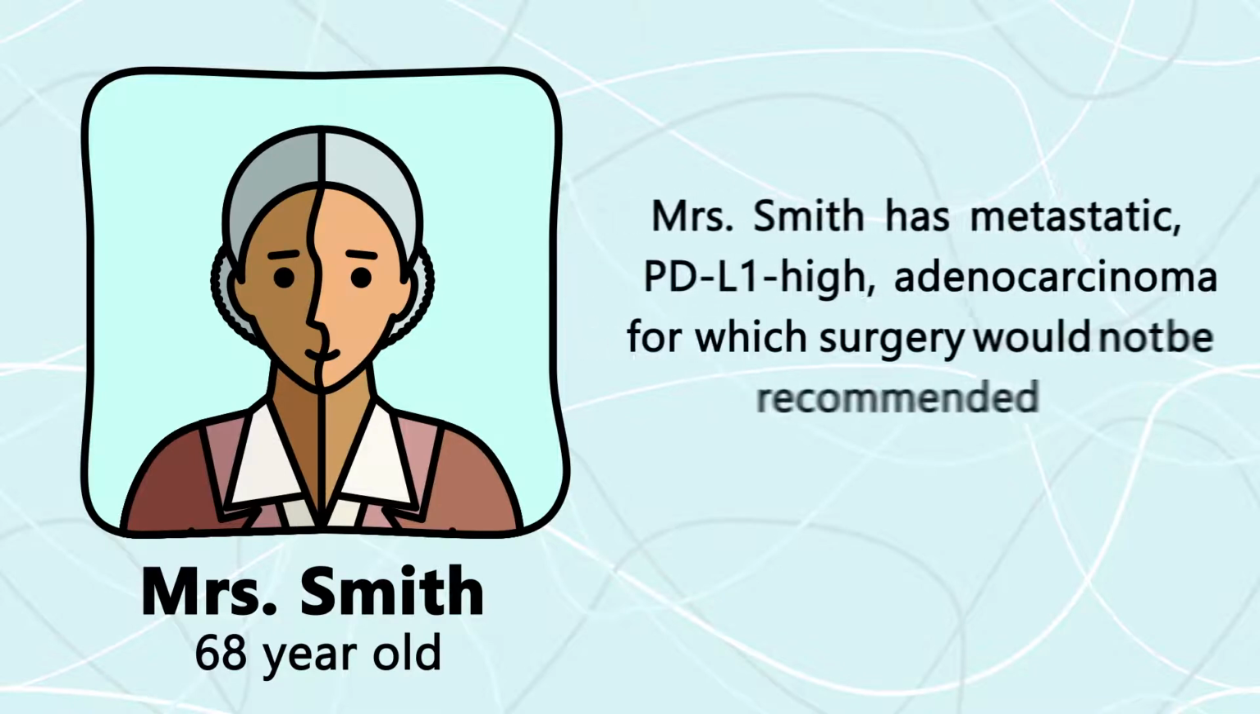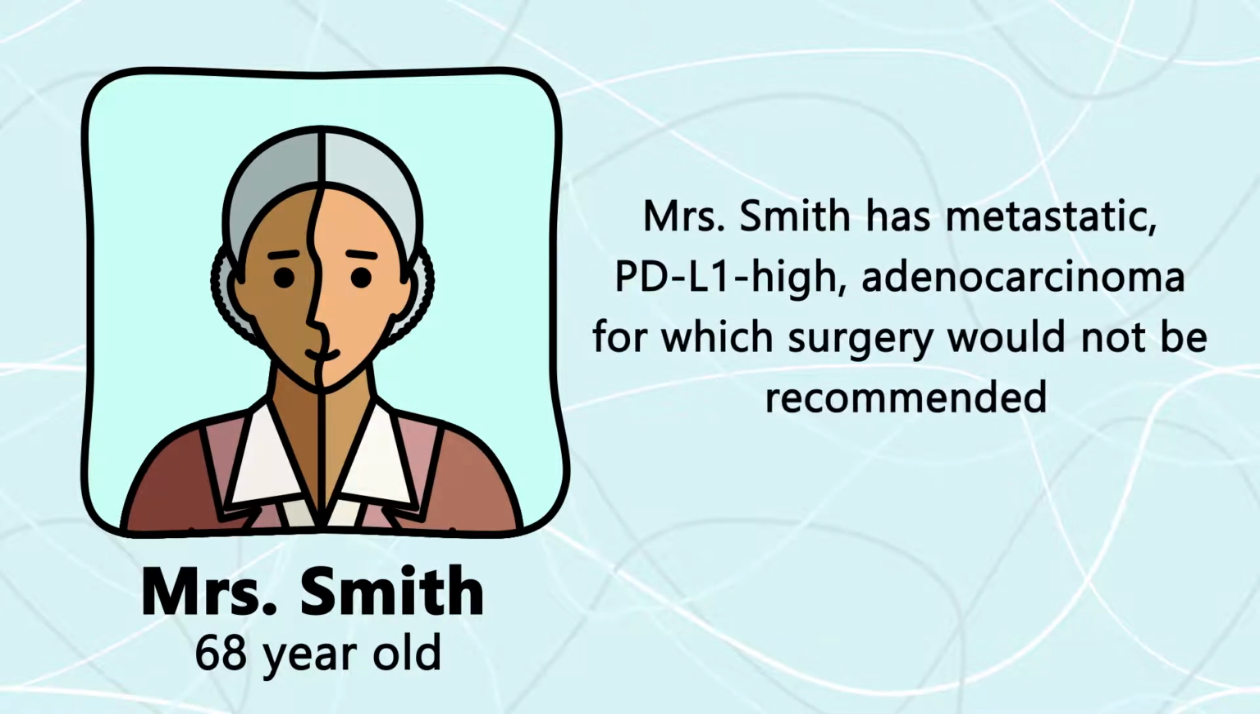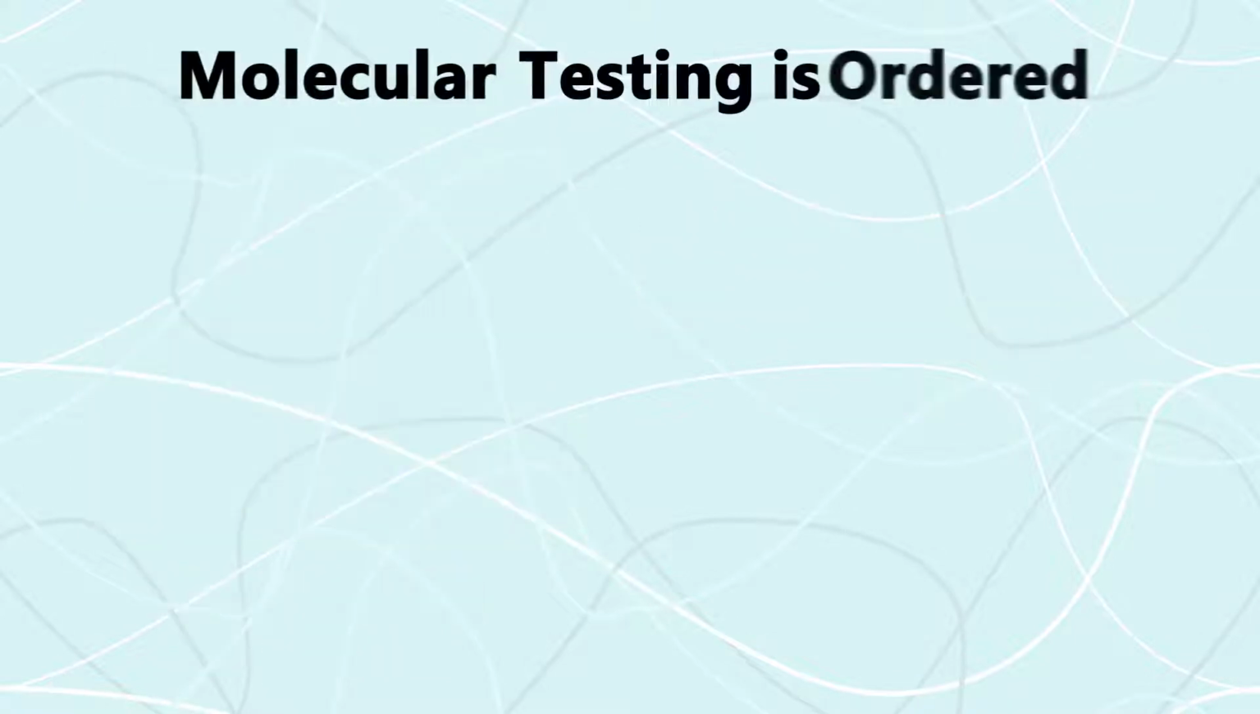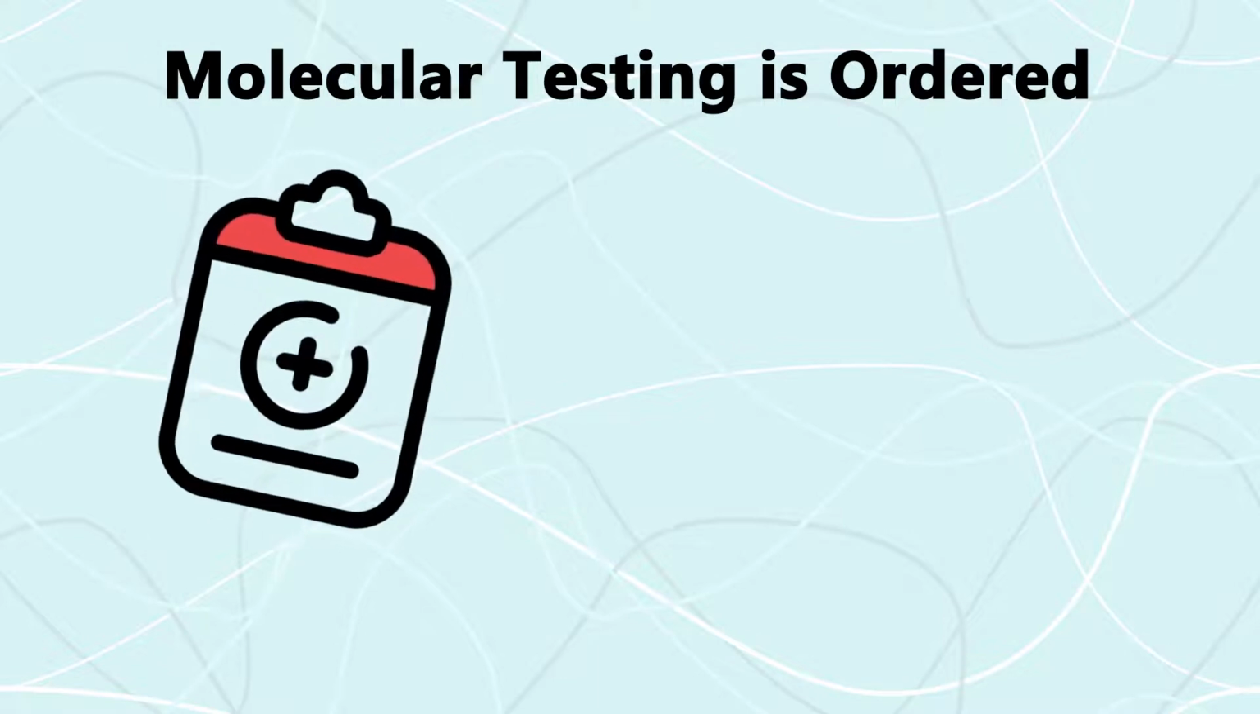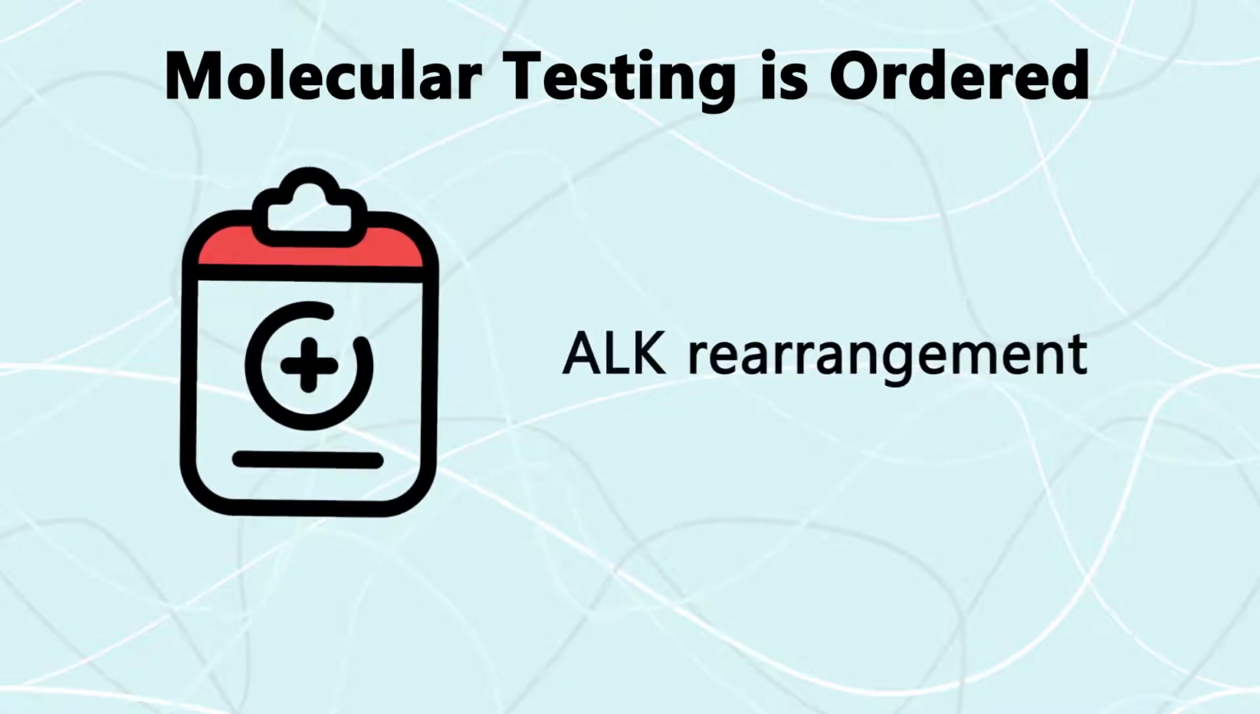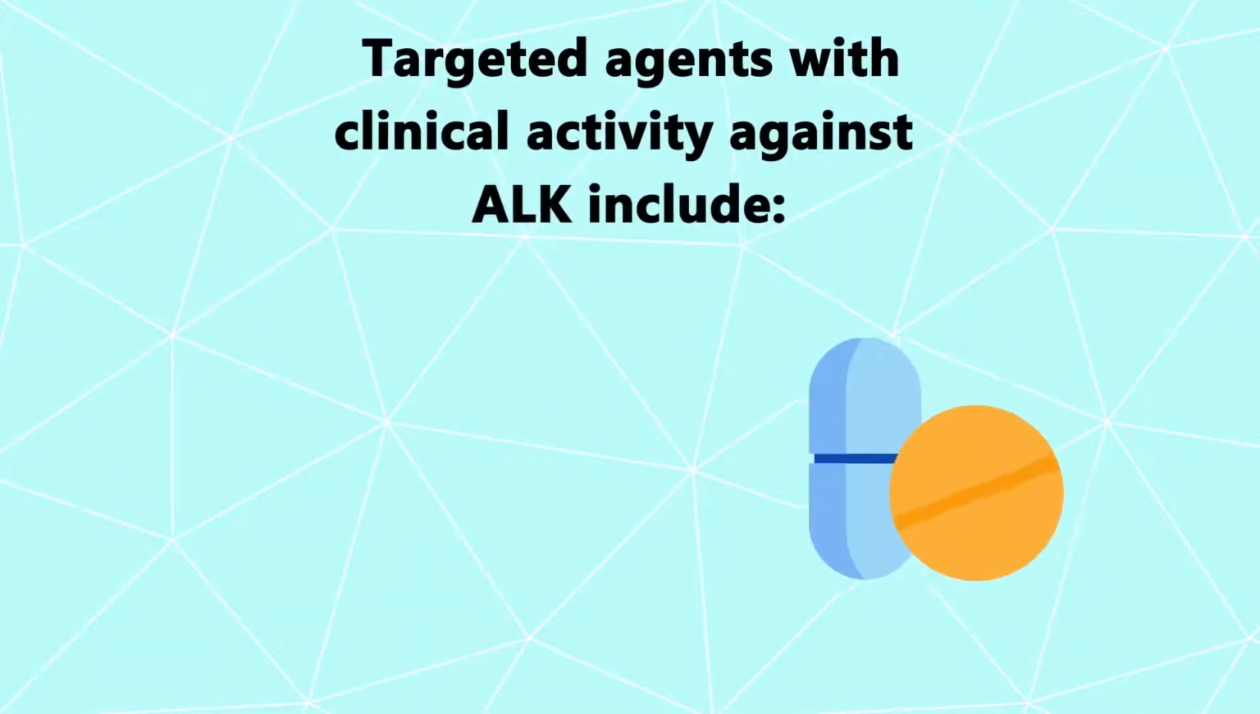Imaging plus pathology shows that Mrs. Smith has metastatic PD-L1 high adenocarcinoma, for which surgery would not be recommended. Molecular testing is ordered. The report comes back 3 weeks later, revealing an ALK rearrangement. This information is critical to deciding on a targeted treatment.